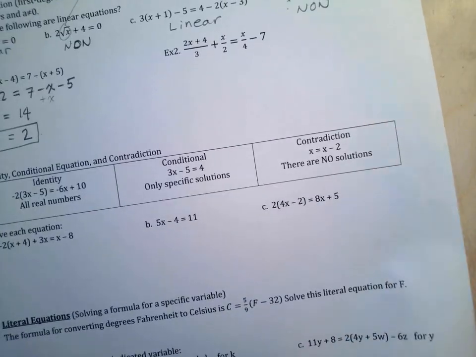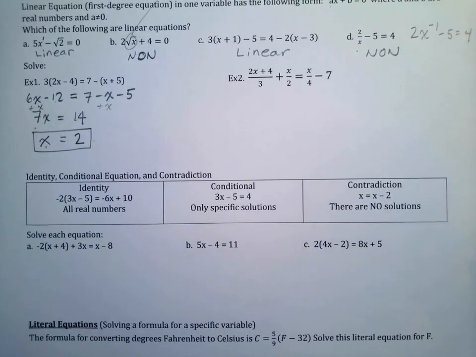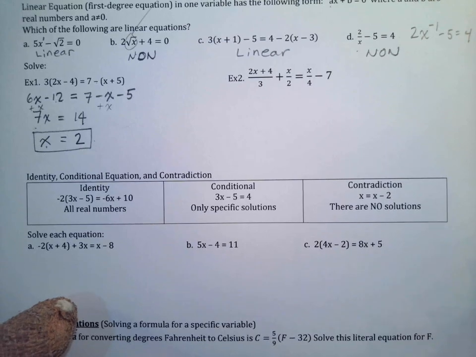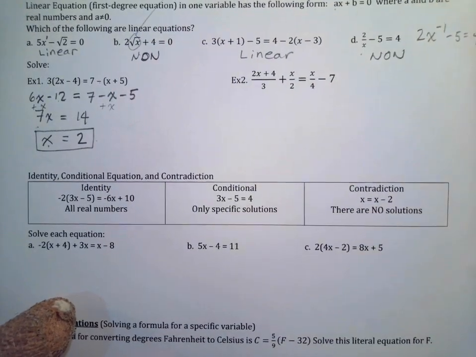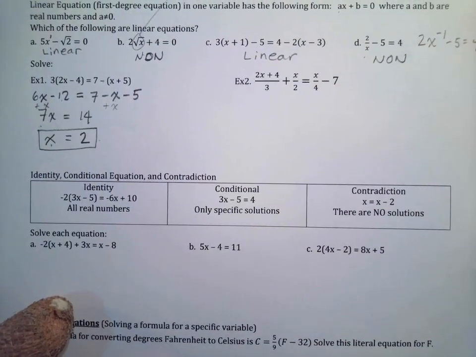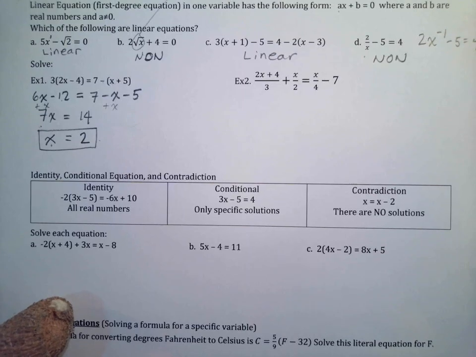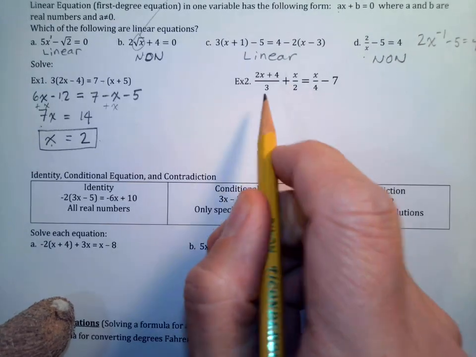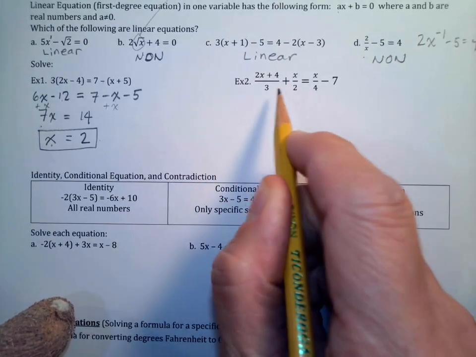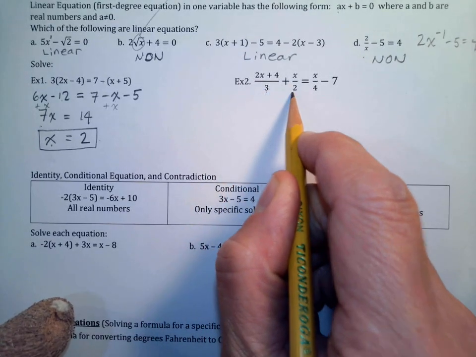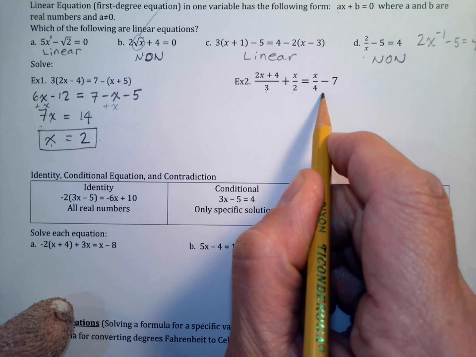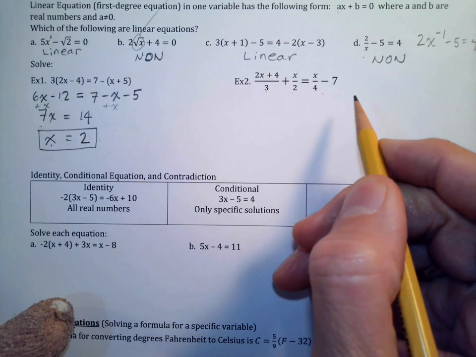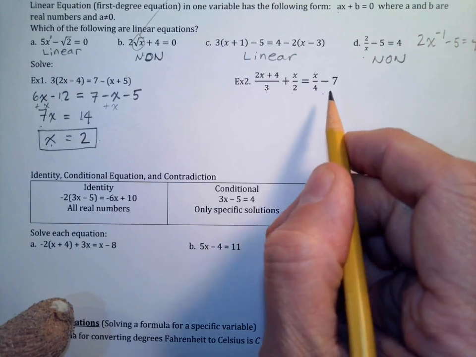All right, next one, example 2. So pause your video, try it, and then we'll see how you do. All right, so for this one, we have a bunch of fractions. So I think it would be best to multiply through by the least common denominator of all of these. So think about what that would be.